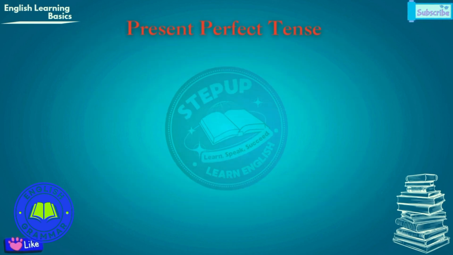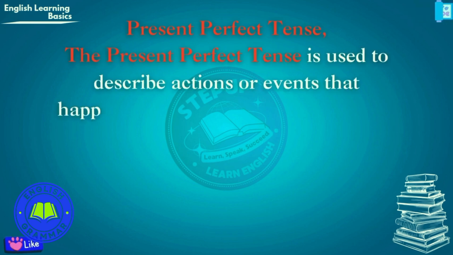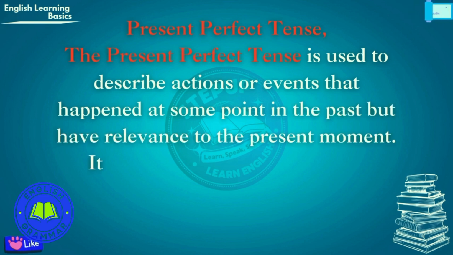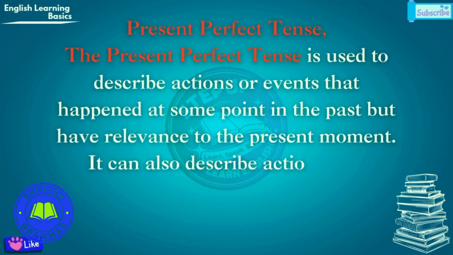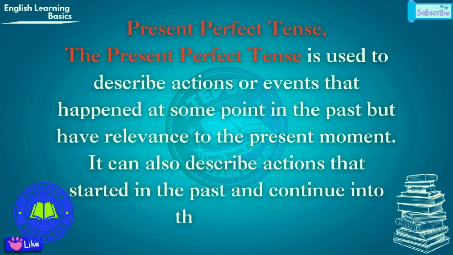Present perfect tense. The present perfect tense is used to describe actions or events that happened at some point in the past, but have relevance to the present moment. It can also describe actions that started in the past and continue into the present.